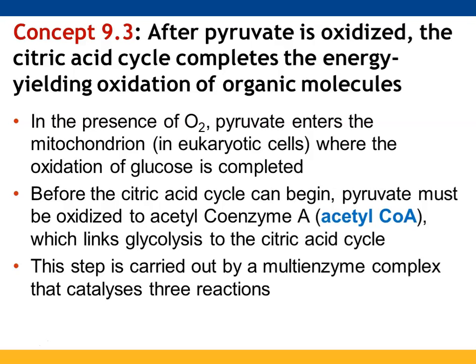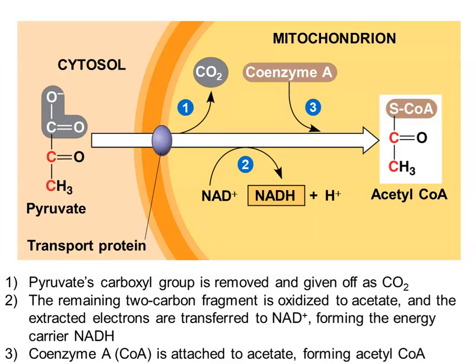So we need to oxidize the pyruvate a little bit further. We need to remove an additional carbon. And we're going to see that this takes place. It's going to involve three major steps to make that acetyl-CoA, acetyl coenzyme A.